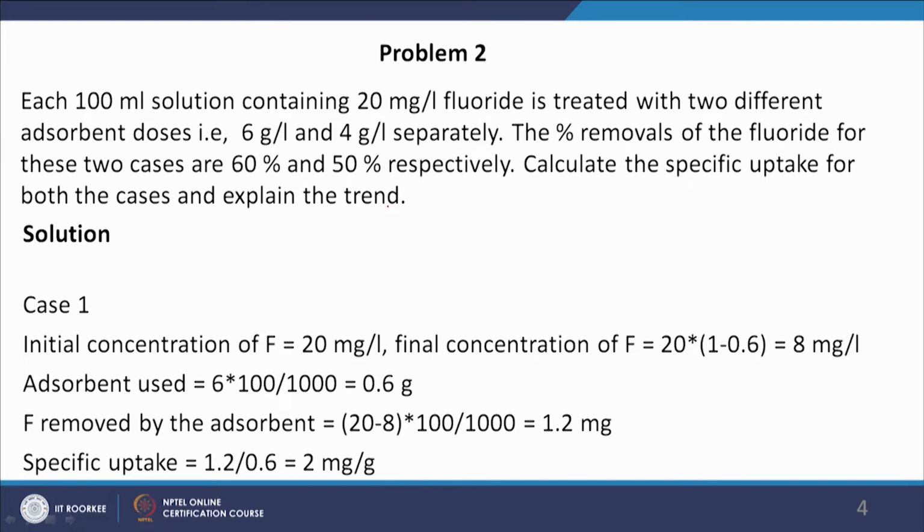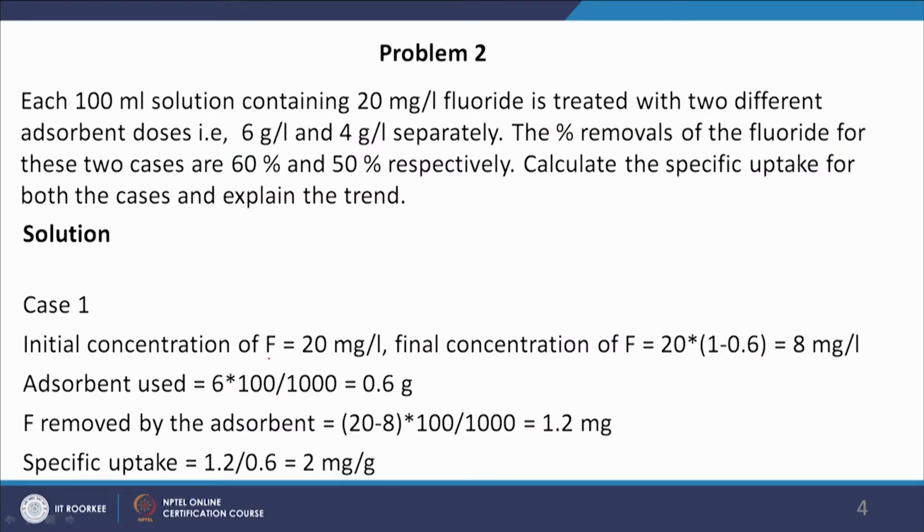So, we have to calculate the specific uptake of the adsorbent which is used to remove the fluoride from the water. Two different cases are given and their adsorbent dose is different, initial concentration is different and removal of the fluoride is also different. So, we will be calculating the specific uptake. We know that specific uptake is the amount of adsorbate taken up by unit mass of the adsorbent.